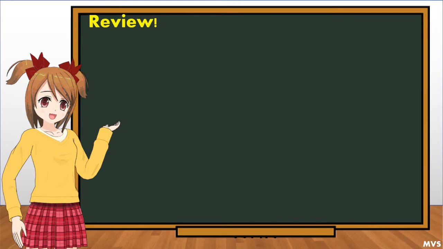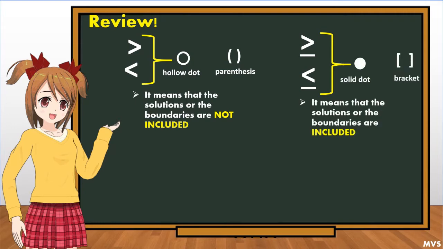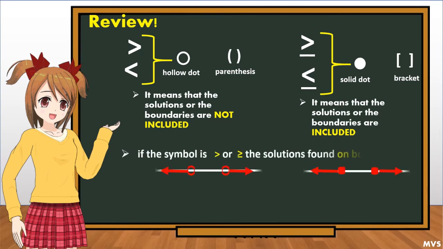Let us review the symbols that we use for inequality. Greater than, less than. For these symbols, we're going to use the hollow dot or parentheses. It means that the solutions or the boundaries are not included. And for the symbols greater than or equal to, less than or equal to, we're going to use the solid dot or bracket. It means that the solutions or the boundaries are included.